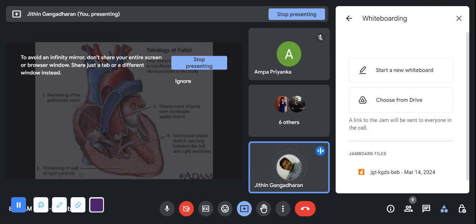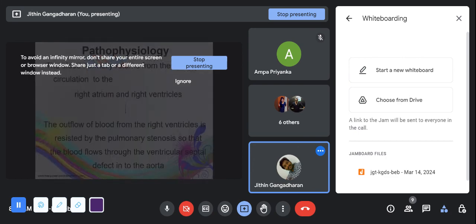Then ventricular septal defect: here there is a defect in the ventricular septum. Displacement of aorta: the aorta will be displaced to some other area, or the aorta won't be properly positioned over the left ventricle. Now, what happens? See, we don't have to focus on these pathophysiologies.